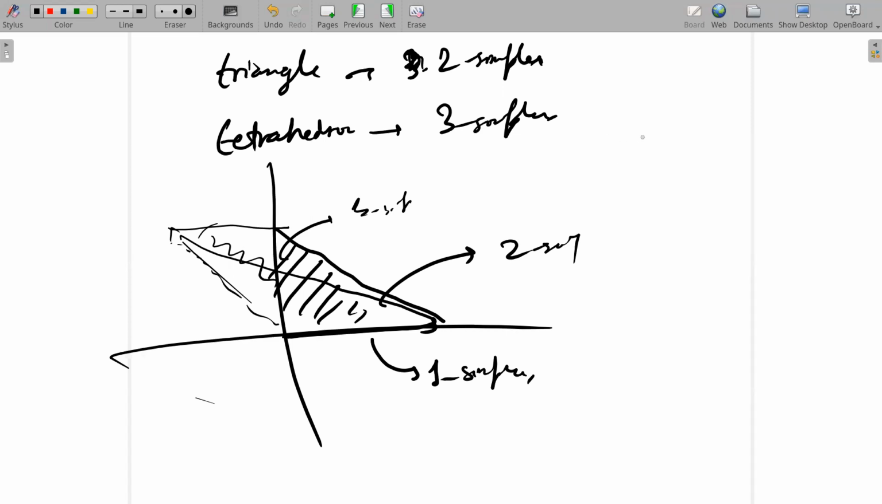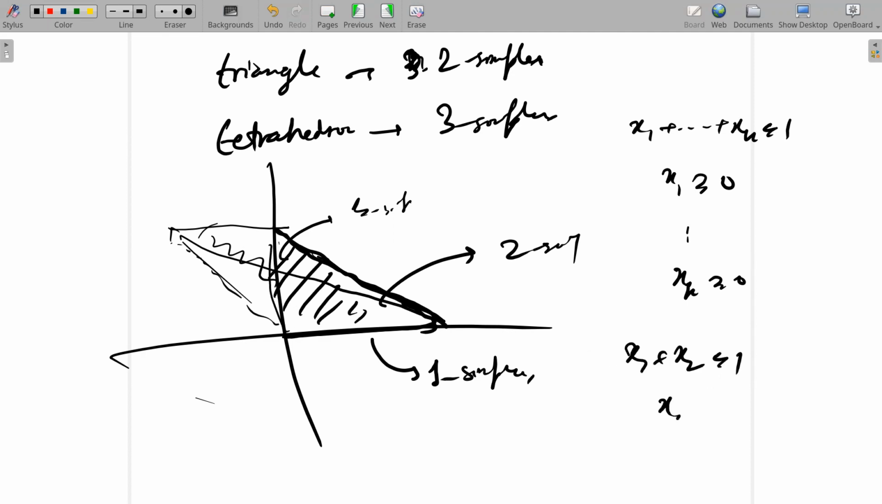Otherwise, you can define a simplex in this manner. A simplex is x1 plus x2 plus ... plus xk less than or equal to 1, x1 greater than or equal to 0, ..., xk greater than or equal to 0. So what happens? What is the equation of this line? This is x plus y equals 1, let's say. So then k equals 2, a 2 simplex, right? This is a 2 simplex: x1 plus x2 less than or equal to 1, x1 greater than 0, x2 greater than 0. That is a 2 simplex, and the vertices are these 3 points.